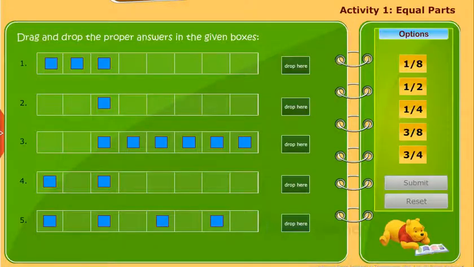Let us do an activity on equal parts. Drag and drop the proper answers in the given boxes.